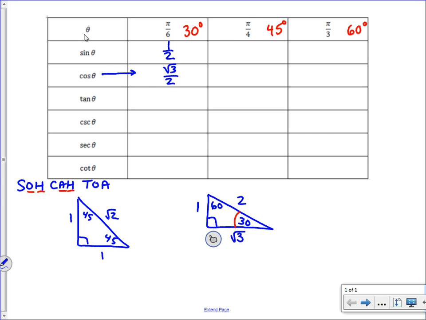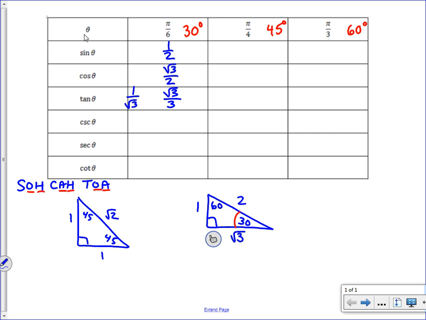And that's how we're going to fill in the rest of this table, one step at a time, using each angle that I've got indicated across the top. So tangent is opposite over adjacent. I'm going to go to my 30 degrees. Opposite is the 1, and adjacent is the root 3. So 1 over root 3. But we don't leave answers like that because we don't like to have radicals in the denominator. So in fact, we write our answer as root 3 over 3.